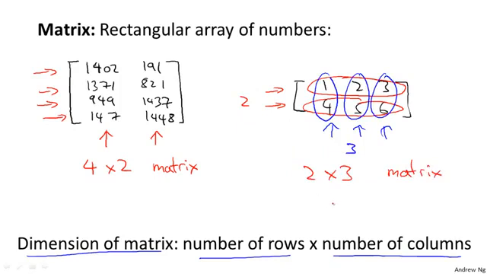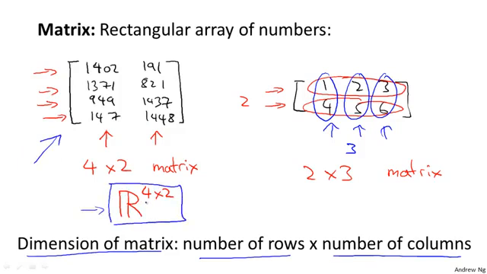Sometimes you also see this written out, in the case of the left, as R4 by 2. Or concretely, people will sometimes say that this matrix is an element of the set R4 by 2. This just means the set of all matrices of dimension 4 by 2. And the one on the right is sometimes written as R2 by 3. So if you ever see R4 by 2 or R2 by 3, people are just referring to matrices of a specific dimension.